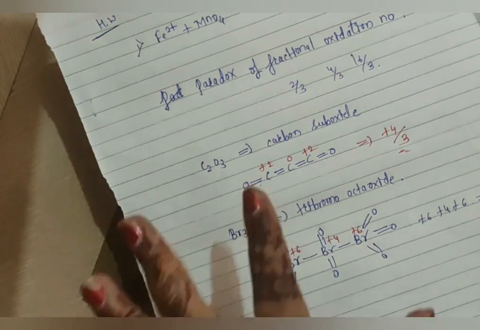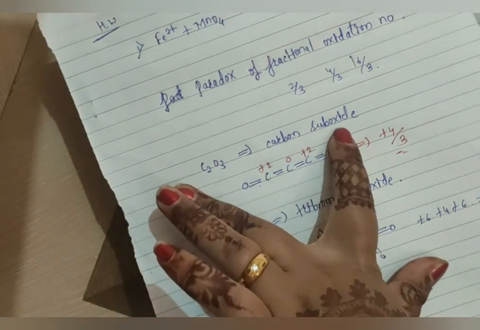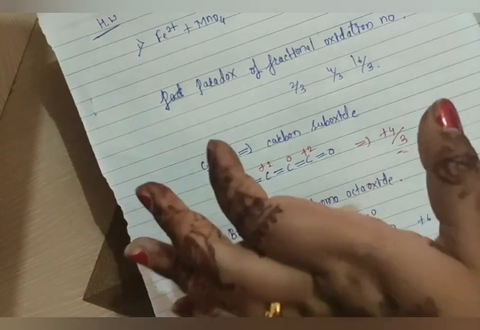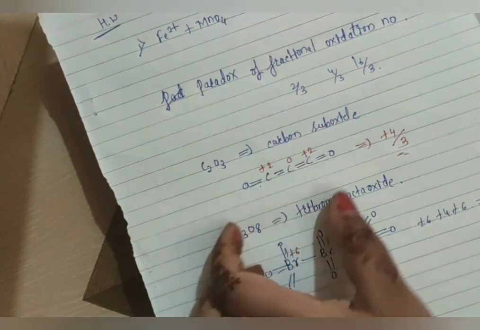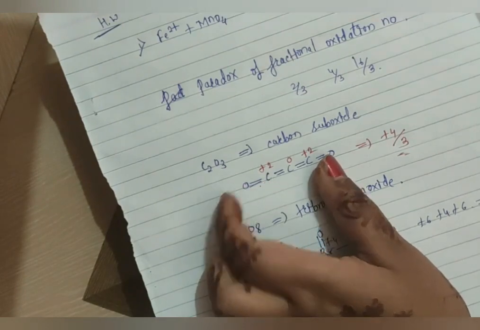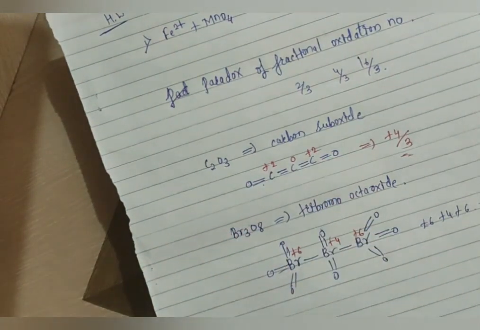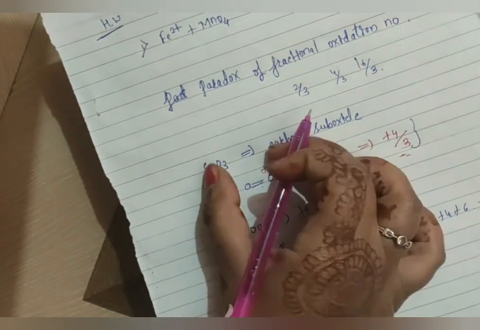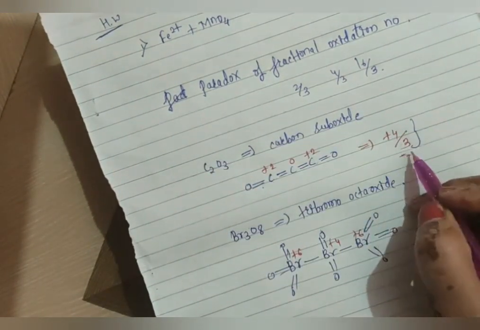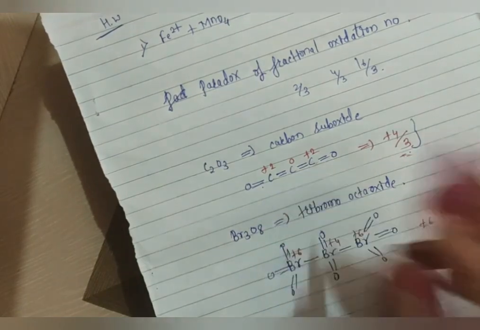They gave 2 examples, like C3O2, which we call carbon suboxide. In this first example, when I draw the structure, we can understand that the middle carbon has 0 oxidation number, and the 2 side carbons have plus 2 oxidation number. So when I combine all the oxidation numbers, I get the average oxidation number for this compound, which is 4 divided by 3. Why am I dividing by 3? Because we have 3 carbon.